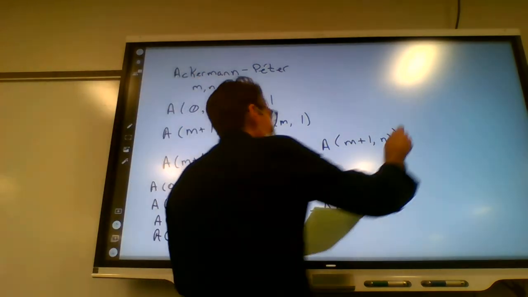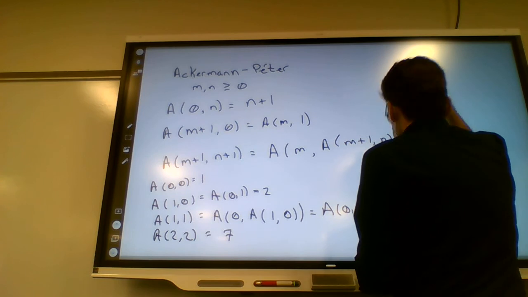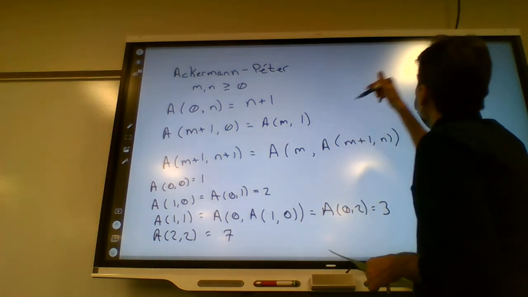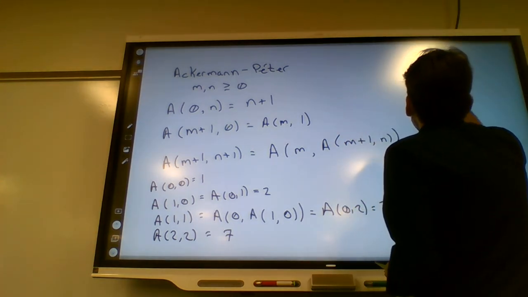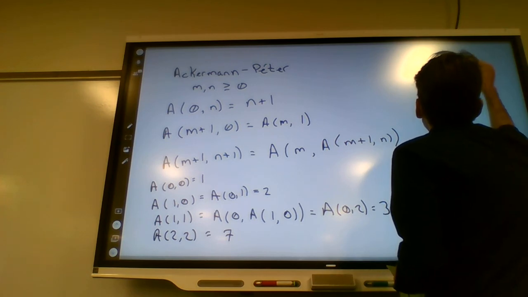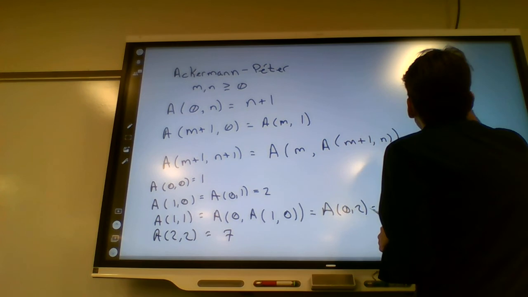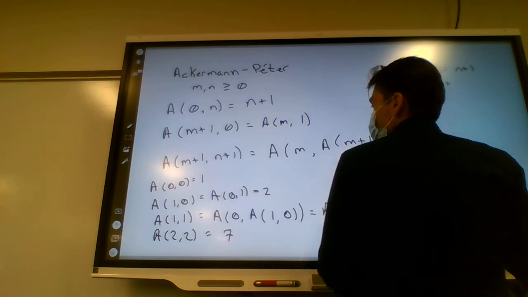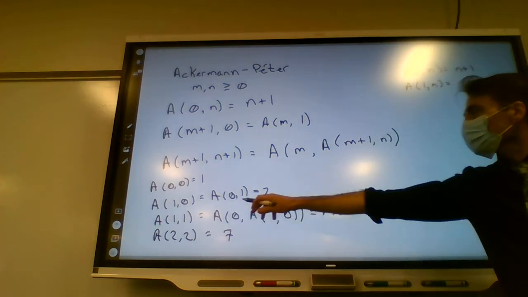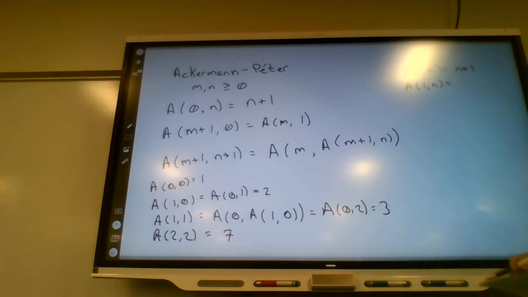For instance, we know what happens for 0 and n, that's n plus 1. If we have 1 and an n, we saw what happens with 1 and an n. We might not have seen this, but we could prove that gives us n plus 2.